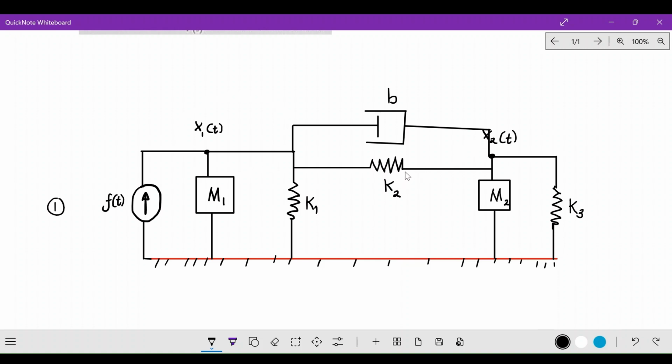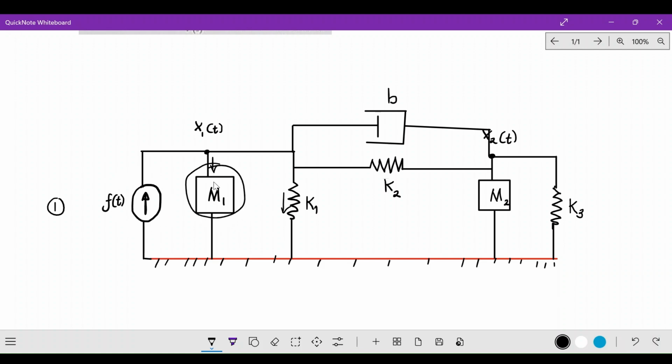If you look at node number 1, let's look at the forces that are applied and also the forces that are opposing. The applied force at node number 1 is just f of t. F of t is applied to node number 1, while the same force is distributed across what? Through this mass here, through this spring here, through this spring here, and through this damper here. You can think of this as a current source at this node, and then this current divides.